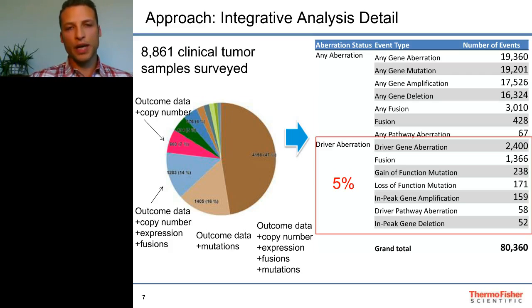The pie chart on the left shows the fact that care is taken to combine the data appropriately. So for about 4,000 of these 9,000 samples, we actually have data on multiple data types for a single patient, or for a single tumor sample. So in this case, a tumor sample is measured for mutation, fusion, copy number, and expression, and it has outcome data. So those are obviously more powerful for some of these integrative analyses.